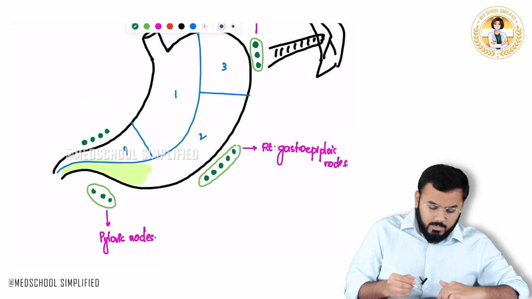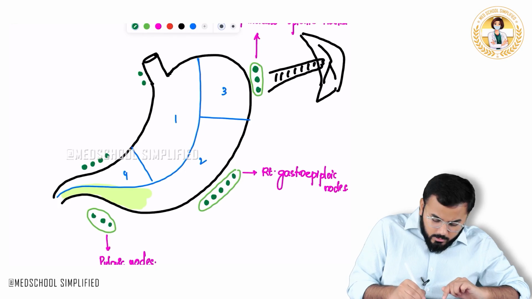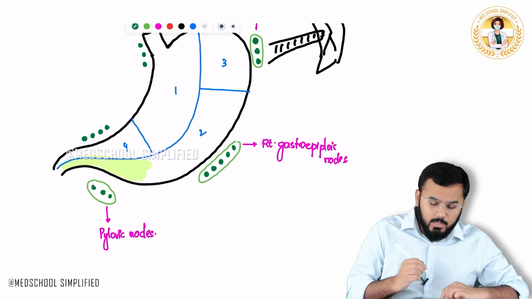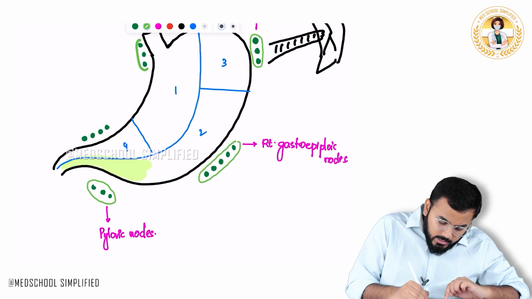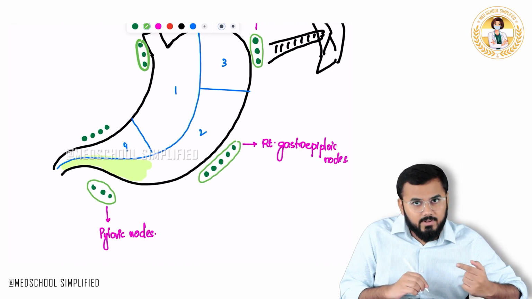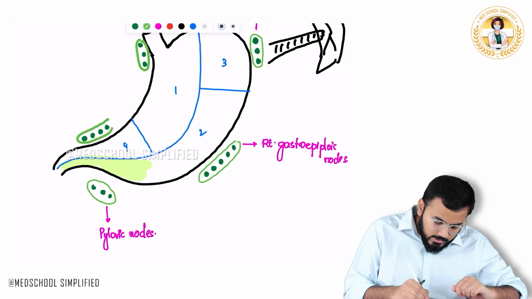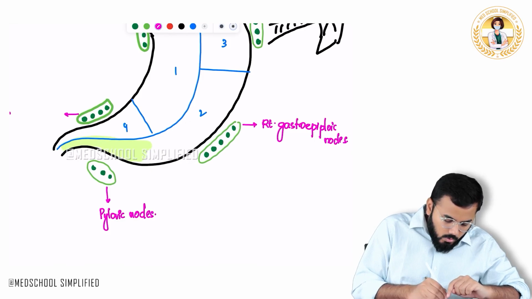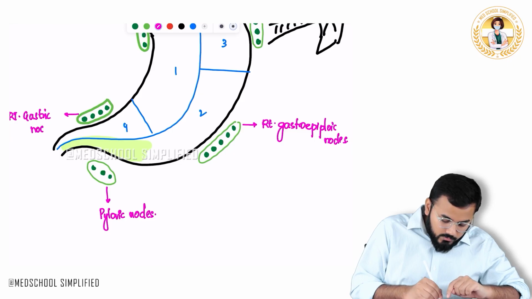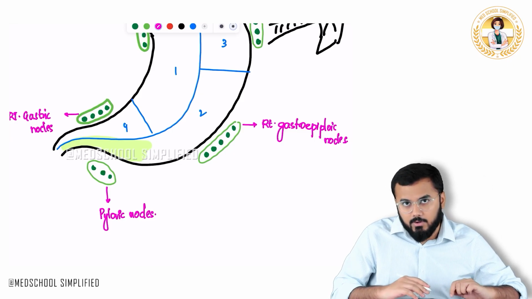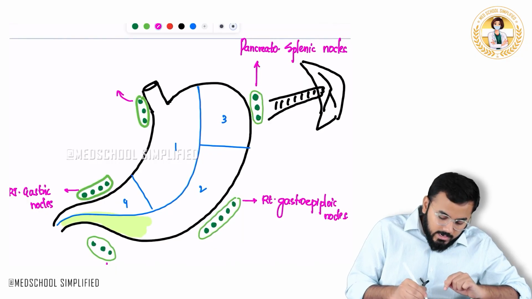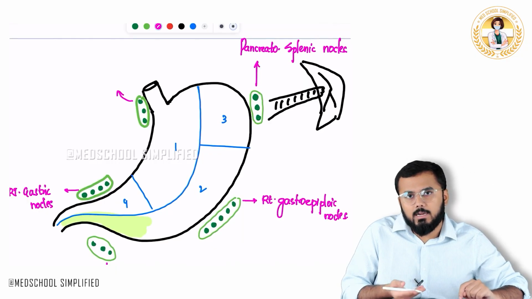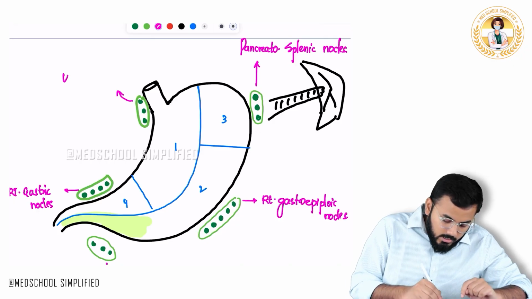In the same way, here also we have a group of lymph nodes. What are these groups of lymph nodes? These are called the left gastric nodes, whereas these are called the right gastric nodes. Why? Because we have the right gastric artery and the right gastric vein over here. And why do we call it the left gastric node? Because we have the left gastric artery and the left gastric vein over here, right? So we have the left gastric nodes.